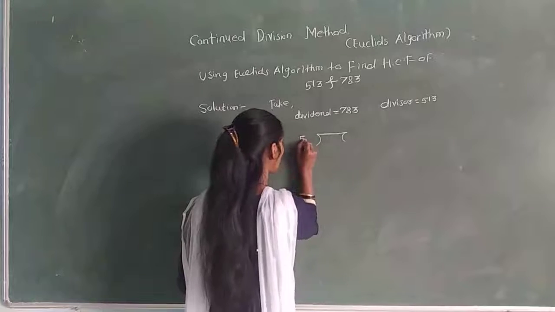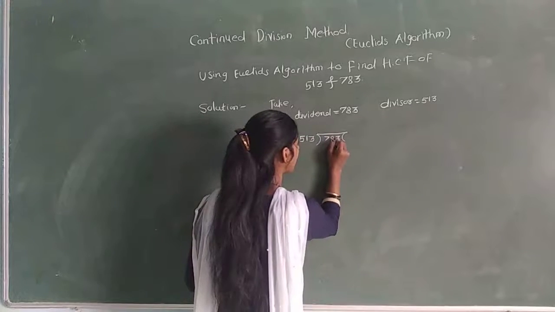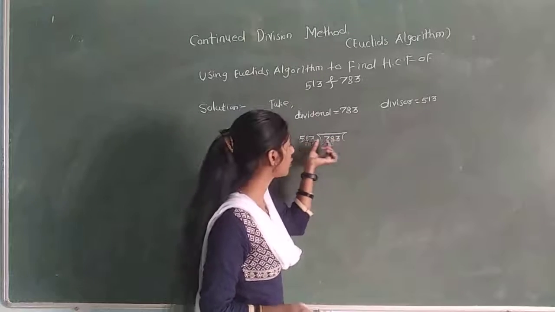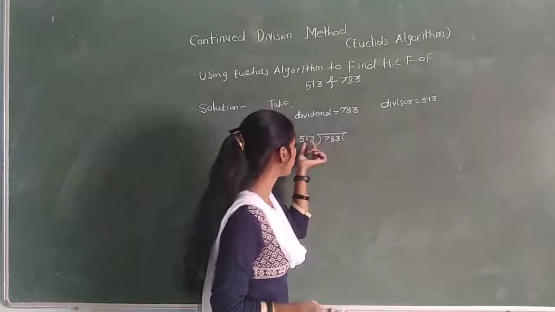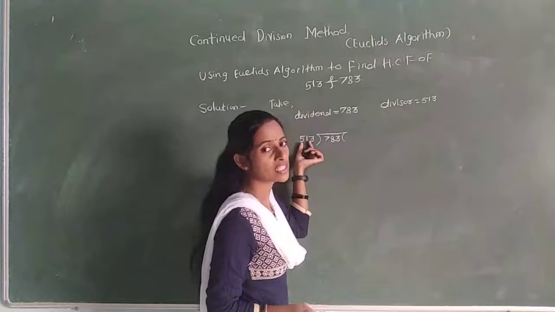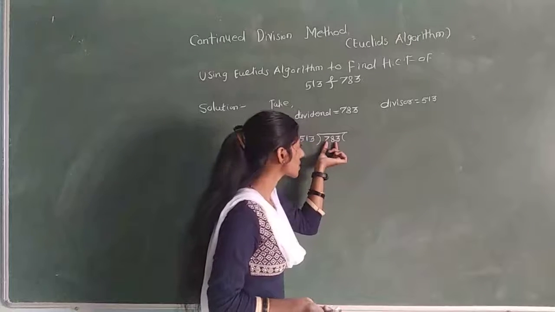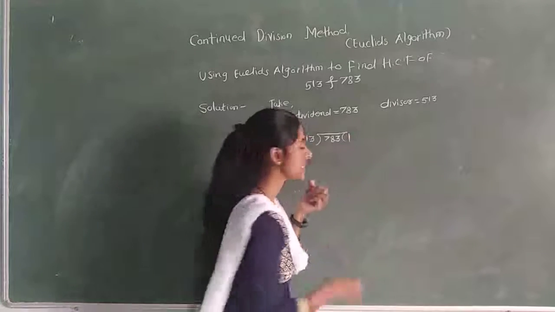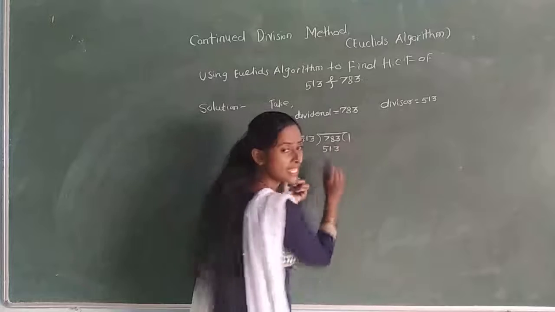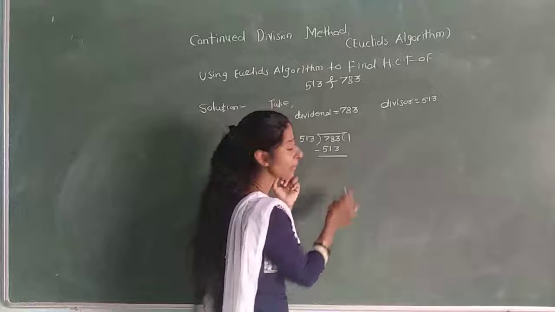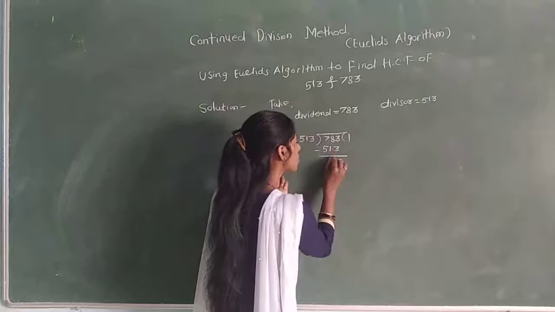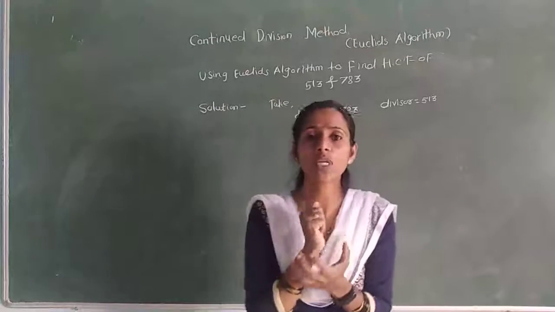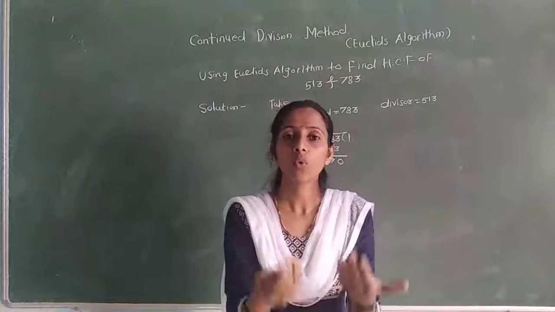So here 783 divided by 513. 513 into 2 is 1026, which is greater than the dividend. Now 513 into 1 is 513, which is the closest number to 783. So the quotient is 1. Now subtract: 3 minus 3, 0. 8 minus 1, 7. 7 minus 5, 2. That is 270, and 270 is our remainder, it is not 0. Now go to the next step.